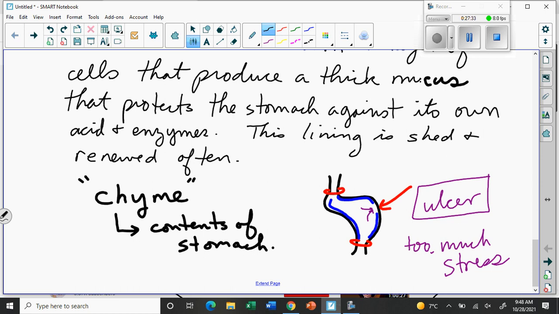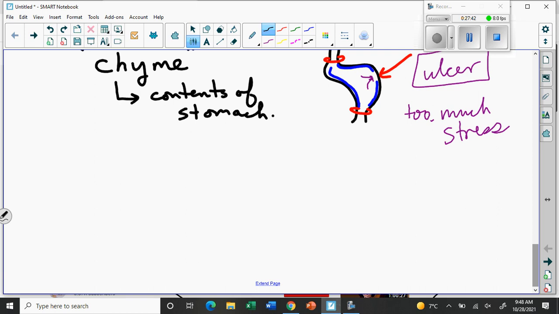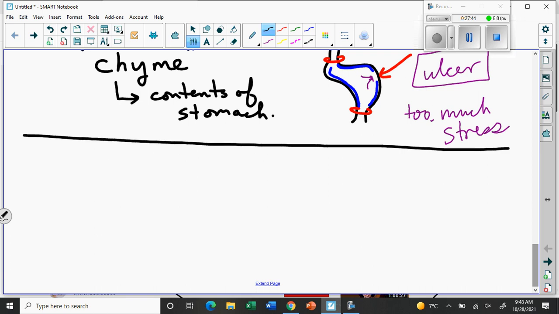Okay. Now we're going to move past the pyloric sphincter into the small intestine. All right. So we'll draw a little line across here. Let's look at the small intestine. It's divided into 3 sections. Primarily, these sections just vary slightly in their function. We're not going to get into too much detail on this. When you do your grade 11 biology, you'll get more detail on all these sections and what they do.